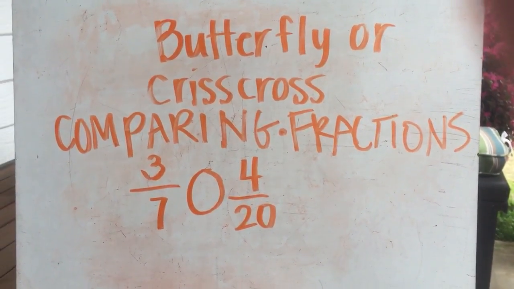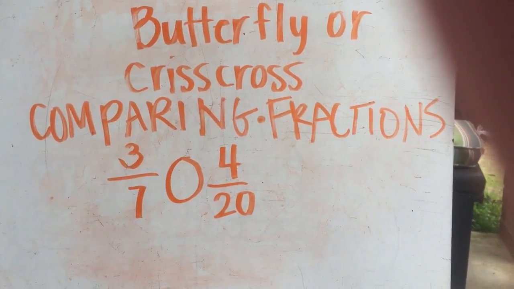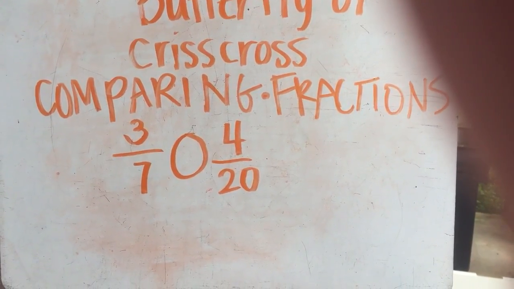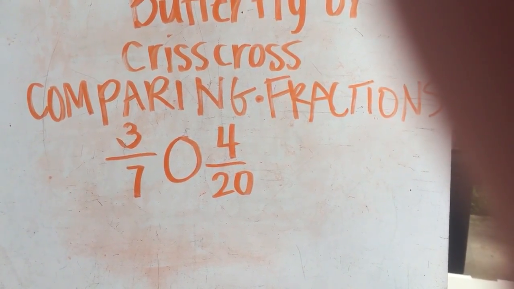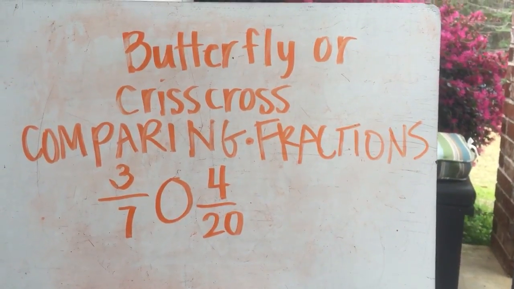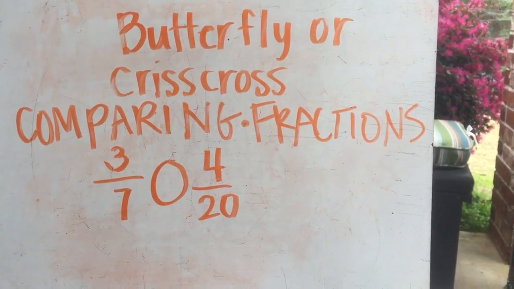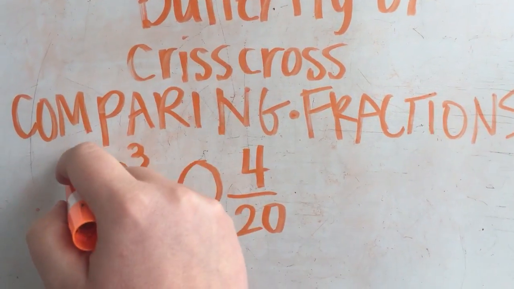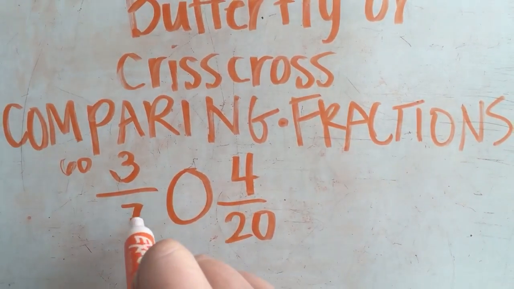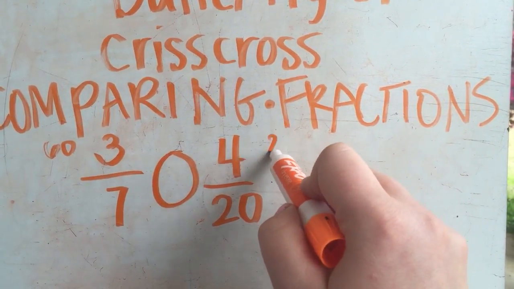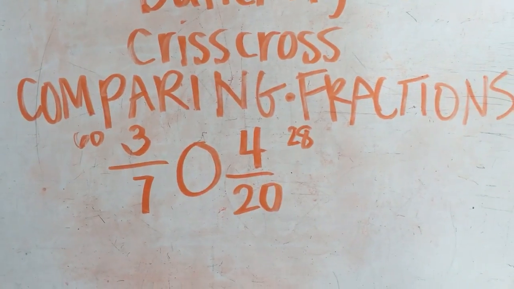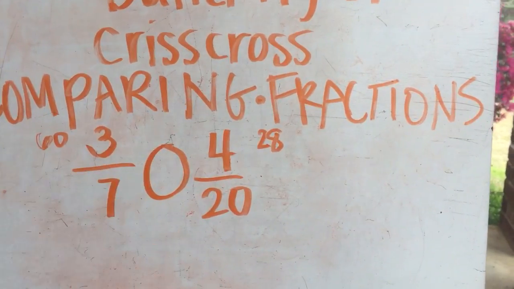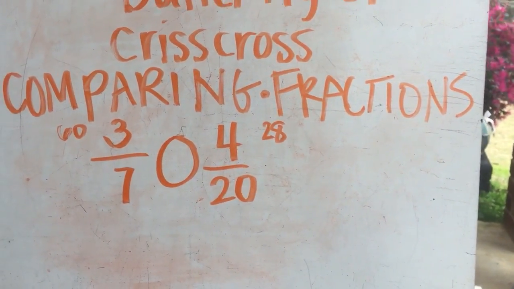I'm coming to you to talk to you about something that you and I were taught as kids as an effective way to compare fractions that don't have the same denominator. And you and I were taught to use the crisscross multiplication method, where we would multiply 3 times 20, or 20 times 3, and we would get 60. And we would multiply 7 times 4, and we would get 28. And we would automatically say that 3/7 is bigger because it had a 60 here, and that's larger than 28.